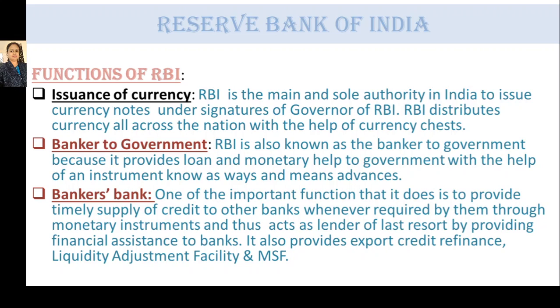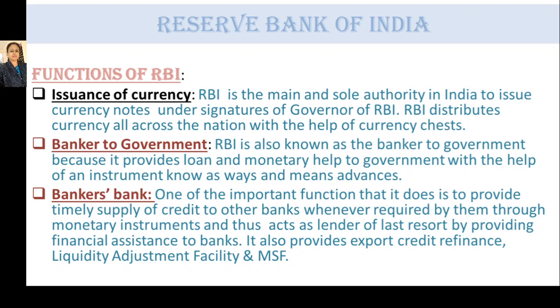Now, functions of RBI. So, how does the Reserve Bank of India function and what are its main important functions? First, issuance of currency. As we know, it is the authority of RBI to issue currency notes, and it is the sole authority of RBI. No other financial institution has the authority to issue notes. RBI is the main and sole authority in India to issue currency notes under the signature of the Governor of RBI. RBI distributes currency all across the nation with the help of currency chests.